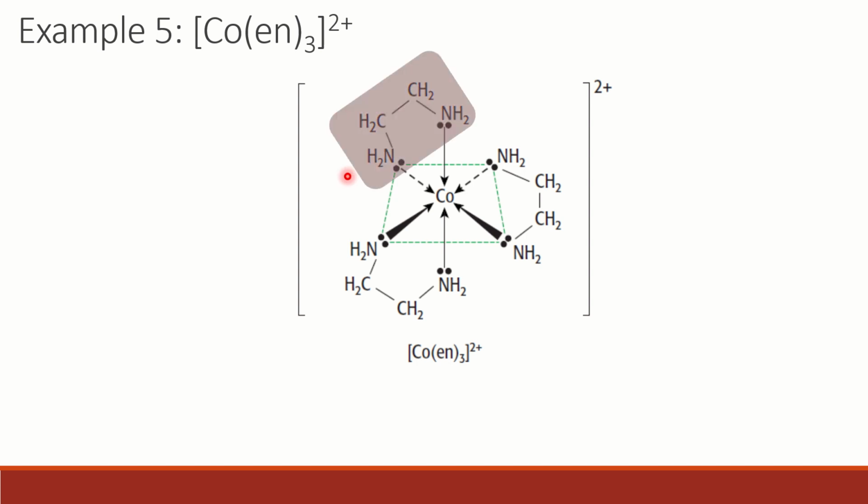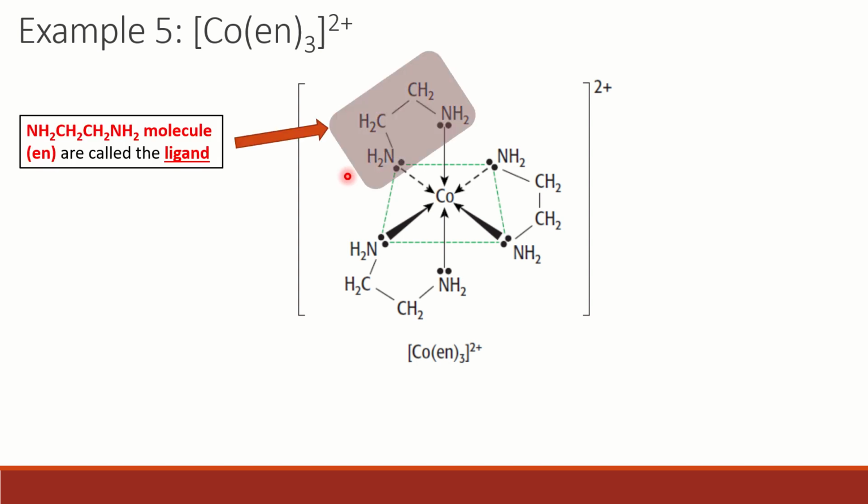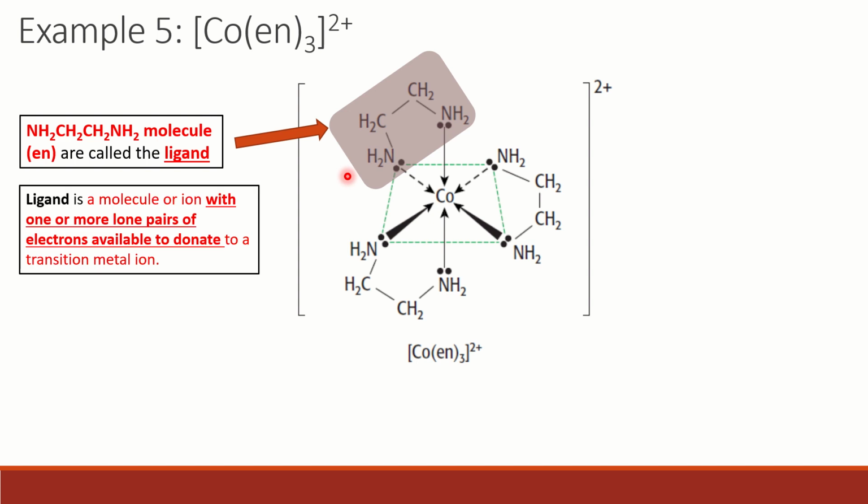So, if you do realize here, that one is your ligand. It's a molecule. Okay. So, again, what is a ligand? It's a molecule or ion with 1 or more pairs of electrons to donate to the transition metal ion. So, you can see each of these is considered as one ligand, but it can form two dative bonds from each ligand.